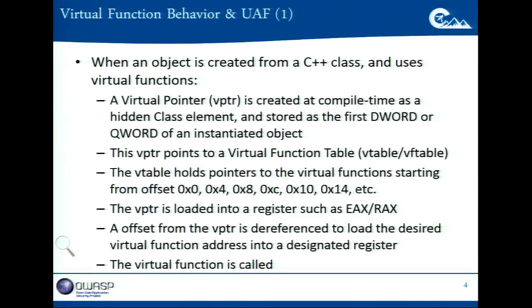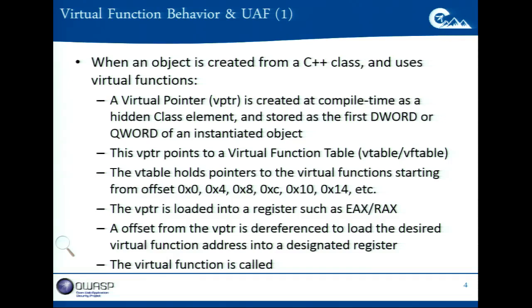The virtual pointer is a hidden class member that's created at compile time. So every object that gets instantiated out of the class is given this virtual pointer as the first double or quad word. That's important because when we go through the process of calling a virtual function, that vpointer gets dereferenced out of the object, and I'll demonstrate this soon.